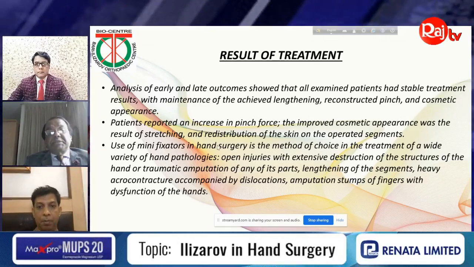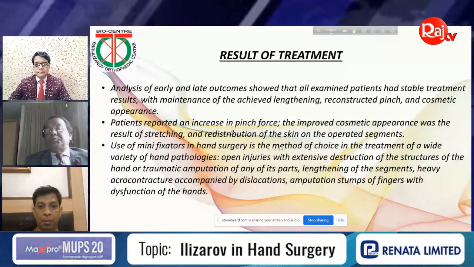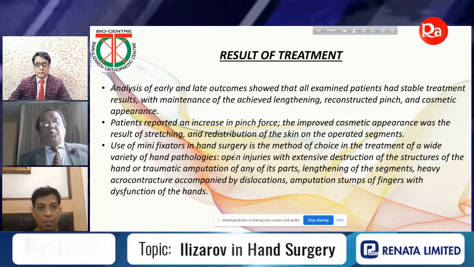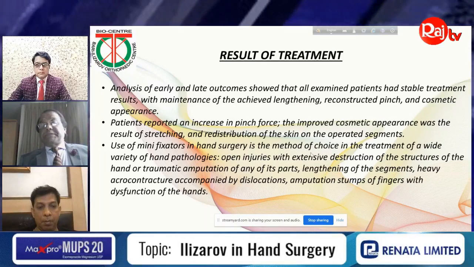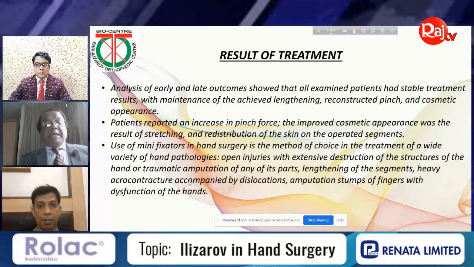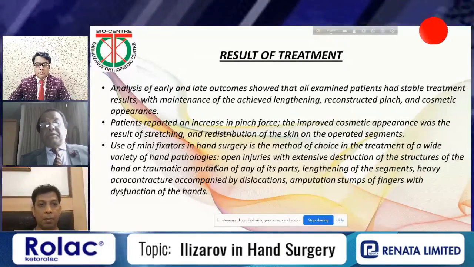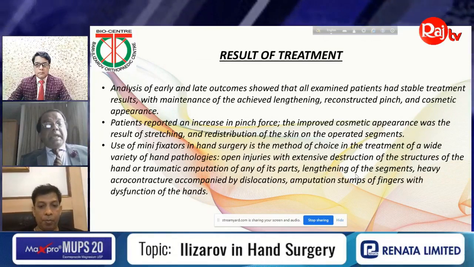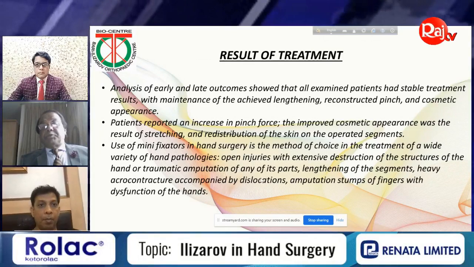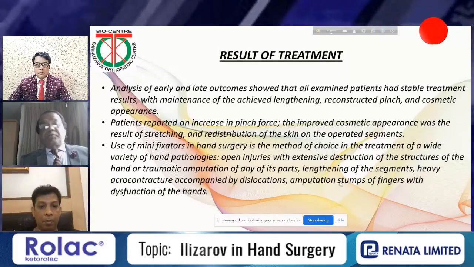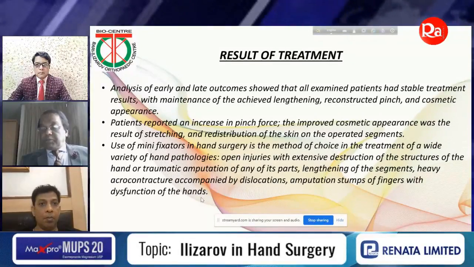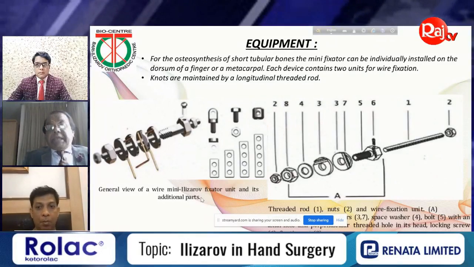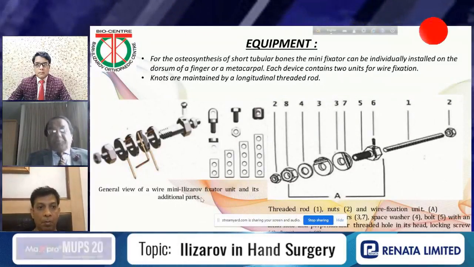Use of mini fixators in hand surgery is the method of choice in the treatment of a wide variety of hand pathologies. As I told you earlier, open injuries with extensive destruction of the structures of the hand or traumatic amputation of any of its parts, lengthening of the segments, heavy acrocontracture accompanied by dislocations, amputation stumps of the fingers with dysfunction of the hands.